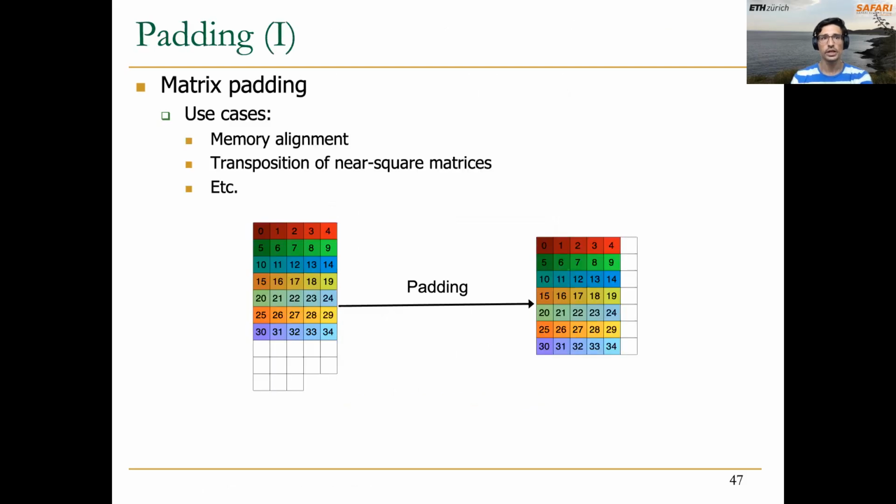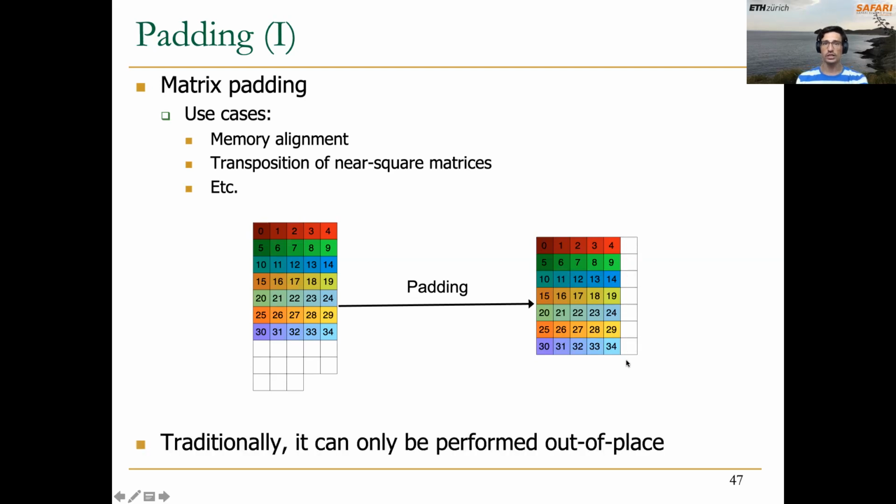Another interesting example is matrix padding. Matrix padding is a very simple but extremely useful primitive for different use cases, for example, memory alignment or transposition of square or near-square matrices. As you can see here, it essentially consists of adding extra columns to an existing matrix, right? So in order to perform this padding, we would need to allocate a little bit more memory than is actually necessary. But after the padding operation, the extra column appears in the right place.